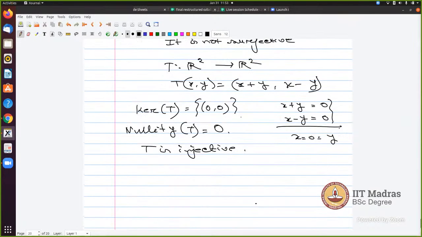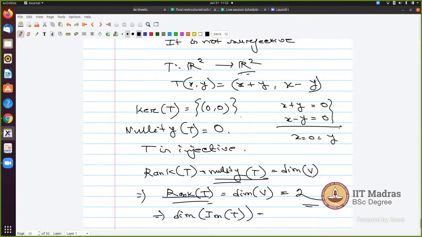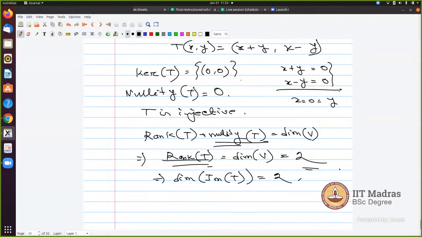Now rank of T plus nullity of T is the dimension of V. Nullity is 0 here, so rank of T and dimension of V are the same. What is the dimension of V? 2. So rank is 2. Rank means the dimension of the image set. So it is surjective. Now the image is inside the codomain. That is bijective.